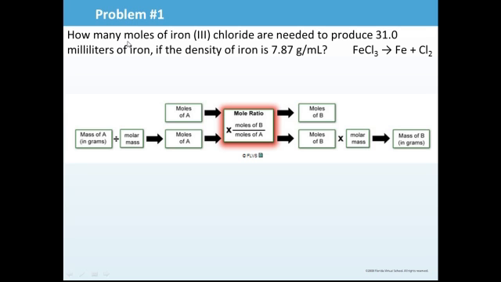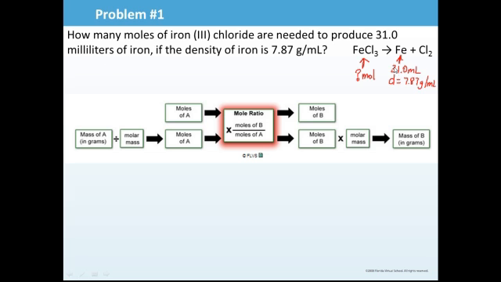Okay, looking at the problem, it says how many moles of iron 3 chloride, so this is iron 3 chloride, are needed to produce 31 milliliters of iron. The density of iron is 7.87 grams per milliliter. That's crazy. Now I have all this extra information. Notice the units for density, grams per milliliter. Can you see how we might be able to use density to convert grams to milliliters?